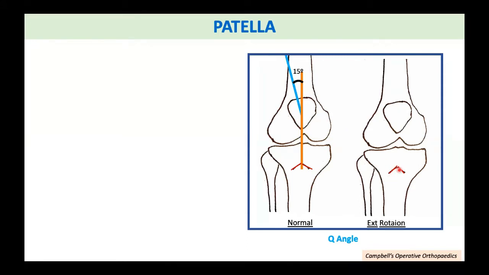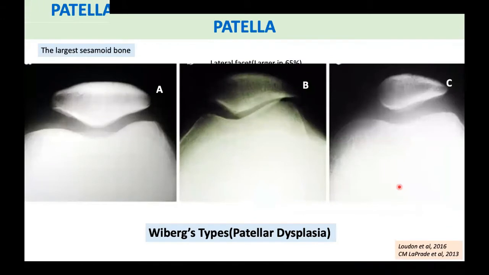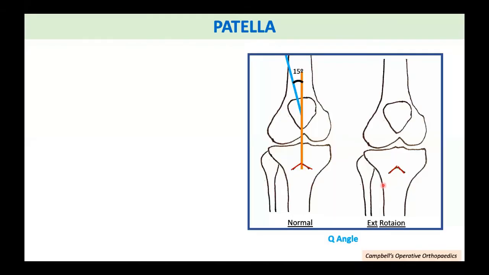Sometimes this tuberosity moves slightly laterally, as in the case of external rotation of the tibia or external torsion of the tibia. In this case, the Q angle becomes slightly increased. That means the direction of the pull of the quadriceps is outwards and more lateral. That makes the patella vulnerable to dislocation, especially lateral patellar dislocation.